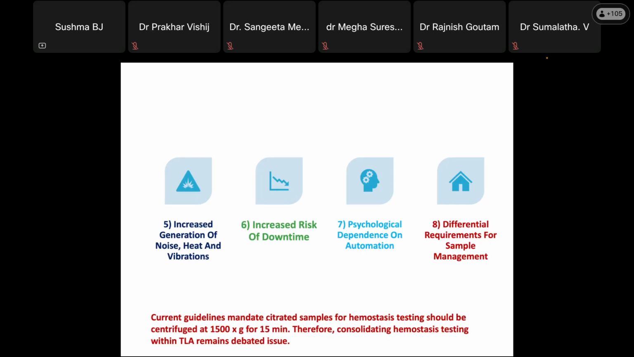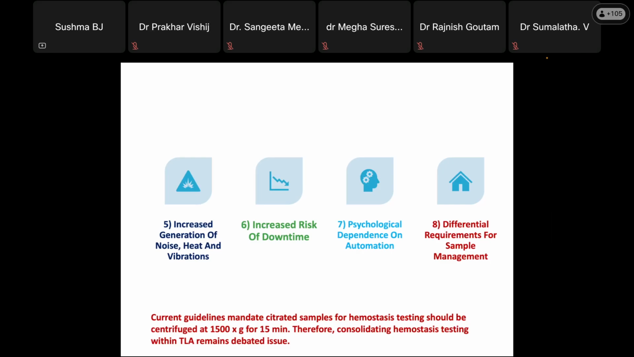Then again, point number 7, psychological dependence on automation. People are so much addicted to the automation. Suppose there may be a day in which something fails in a software or some backup is not available. Again, it is very difficult for the technical staff to go back and develop the skills again, and they get a lot psychologically dependent on the automation, so they will not be able to work. So this is another important limitation of the TLA.